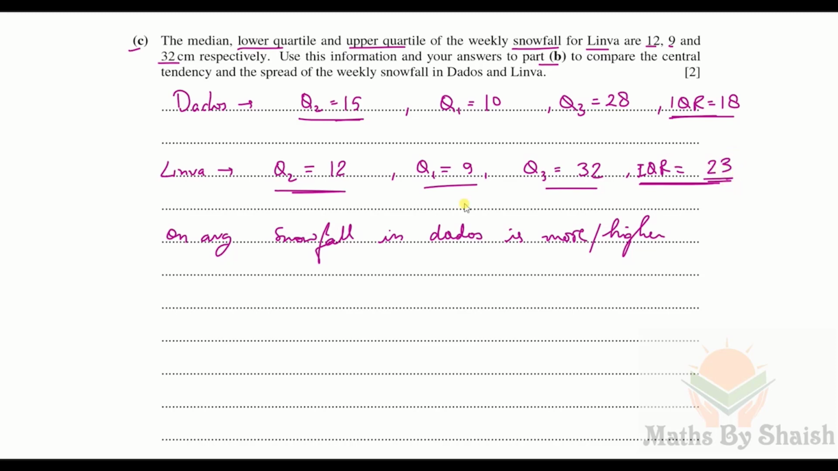Linwa. So we can say the amount of snowfall is higher in Linwa, because it is 23 and it is 18 only. So that is the two things we always compare. First one is on average, that is median, and another is interquartile range, the spread of the data. I hope it is clear. Let's do the next question.